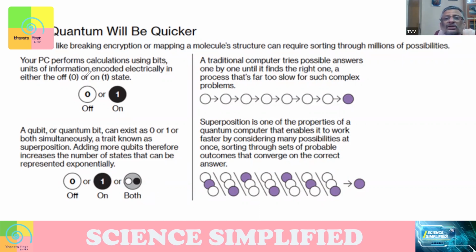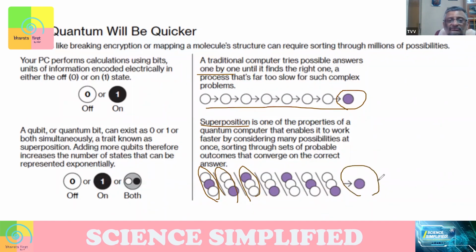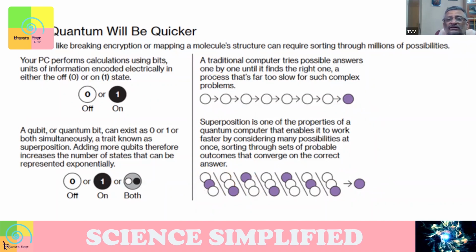In the traditional system, you go one by one and then find the answer. But in a superposition, I can change the possibilities. As many possibilities as I want I can sort out, and then I can get the answer faster. So that's the quantum mechanics that's used.